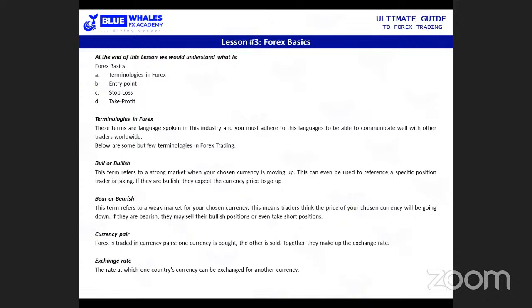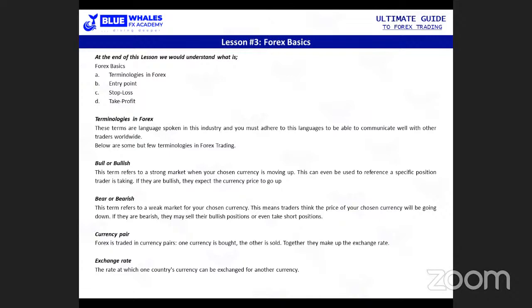Below are some, but few, terminologies in Forex I can share with you. We have the bull or bullish, which refers to the buying market, or going long, right? When I enter a position in a bull market, I'm expecting that the price will go up. And vice versa is the bearish or bear market, which means I'm expecting that the market will come down, therefore I'll go short or sell.